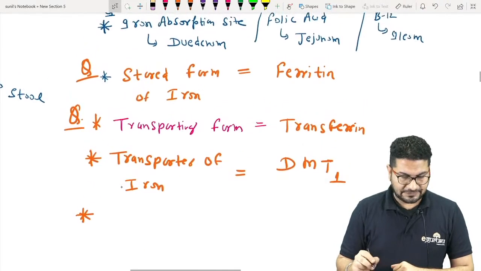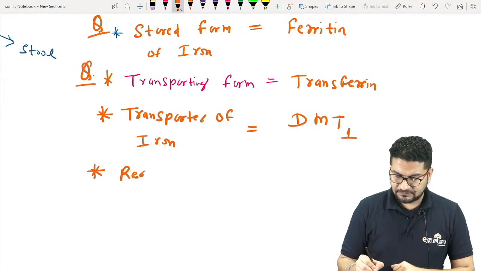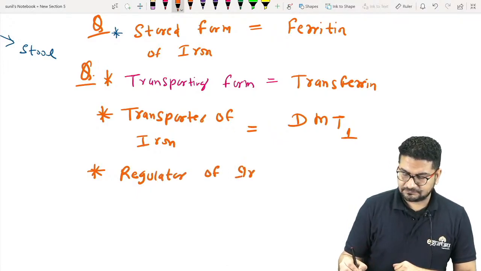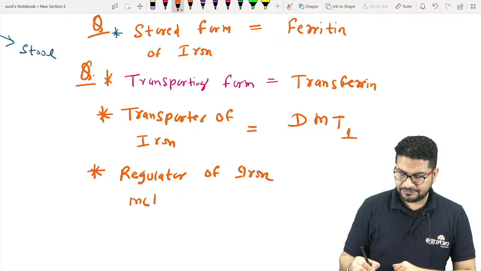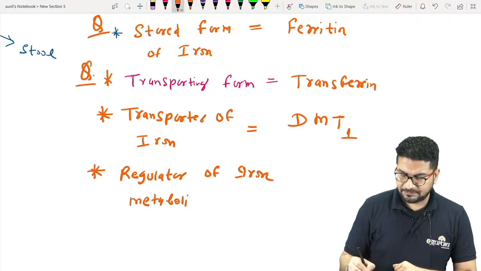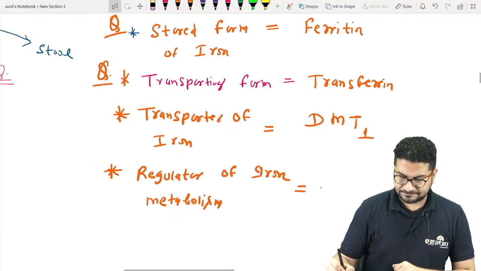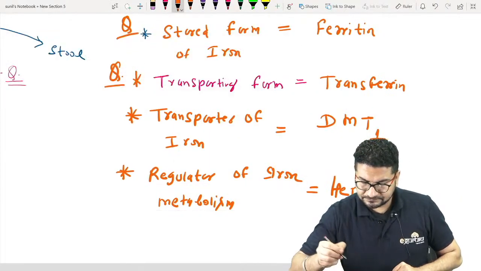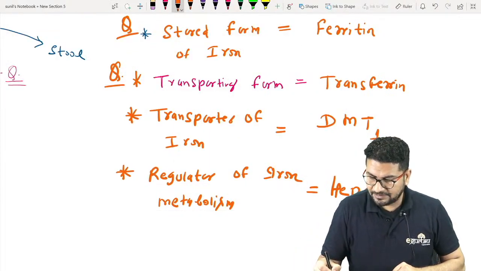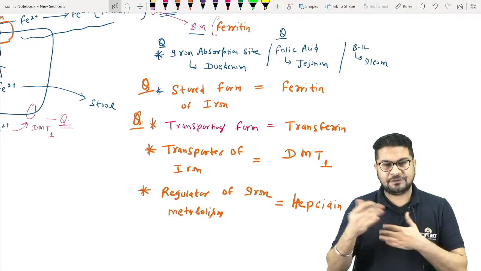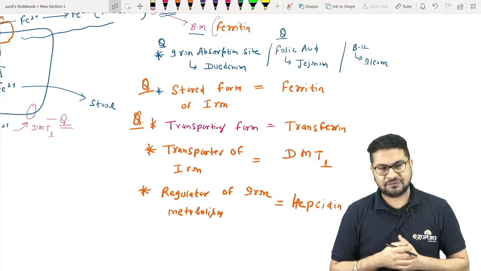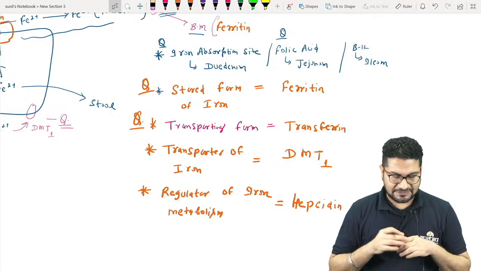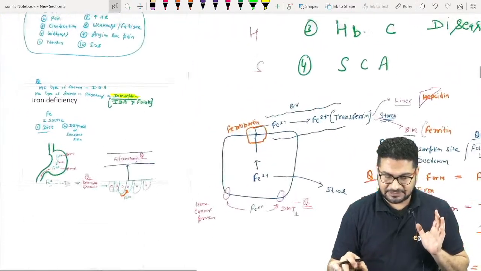And last MCQ, try to answer: what is the regulator of iron metabolism? Who is regulating? I told you there is a protein in the liver, that protein is hepcidin. So these are all MCQs which you should know. These are basically physiology. If you are studying medicine, you should know physiology and pathology. That is more important. Is it clear? So let us see once again for the last time. Then I think this will be at your fingertips.